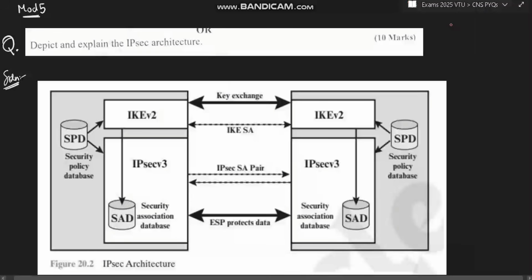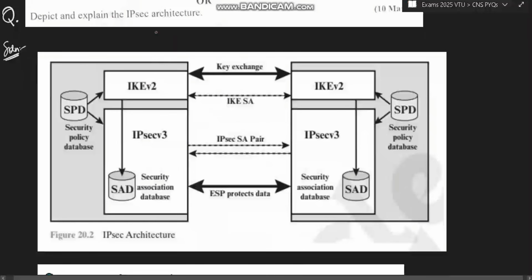Moving on to module 5, we have the topics related to IP security. Some concepts are there which you need to know. It's not that hard. Let's get started. The first one is depict and explain IP security architecture. The first thing you have to make is this diagram, because they have asked to depict it. This diagram has mainly 4 components.